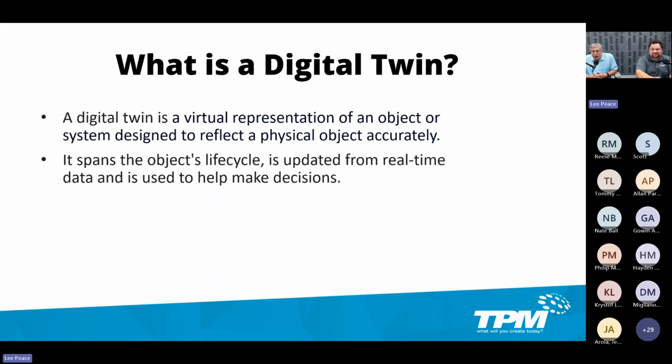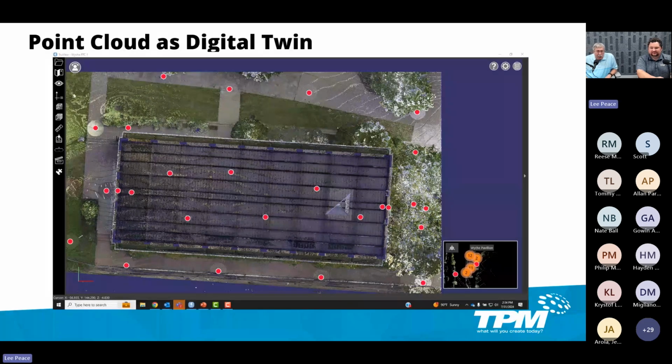It spans the object's life cycle and is updated in real time and is used to help make decisions. So not only is this a single point in time capture, but to really get the most out of a digital twin, you are constantly updating that digital twin as your facility changes, embedding information in this digital twin that allows you to make decisions. You can even link it to FM type facilities management systems. So that's the concept of a digital twin.